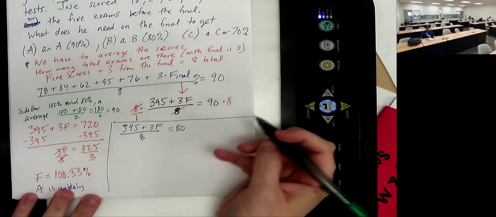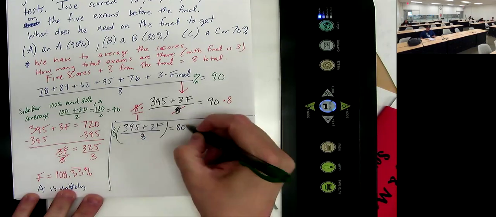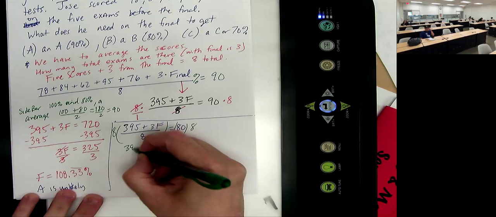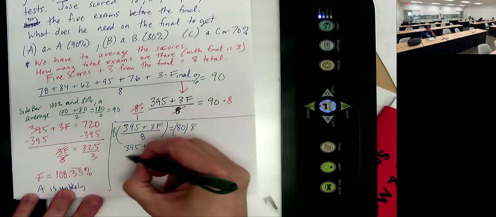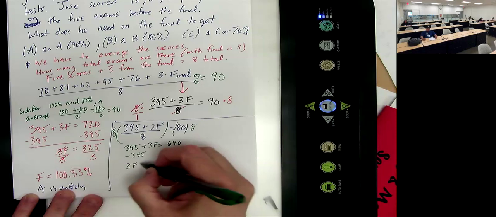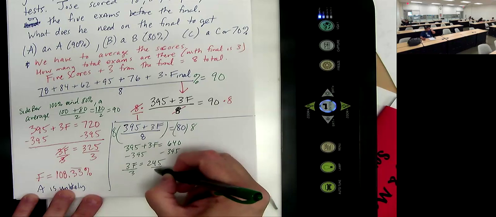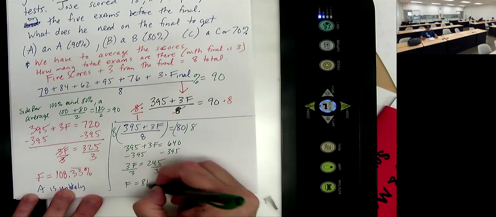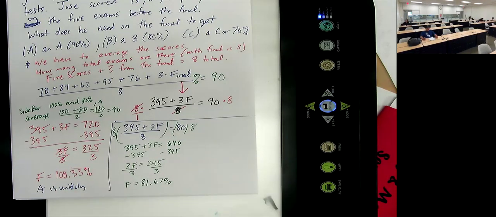I didn't see everyone waving their hands, so we multiply by the 8. And we get 395 plus 3F equals 640. You subtract the 395. You get 3F equals 245. Divide by 3 and F equals 81.67%. Or the sixes keep going. So if he gets a B on the exam, he gets a B in the class, that's not bad.